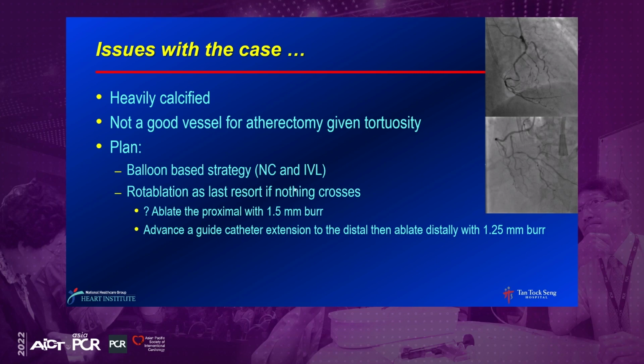And if I had to ablate, if nothing else would go, I would ablate proximally with the 1.5 and then probably use a guide catheter extension to stick it all the way down here in the mid-vessel and then distally ablate with the 1.25. And clearly that is an ugly proposition. You don't want to do that unless you really, really have to.